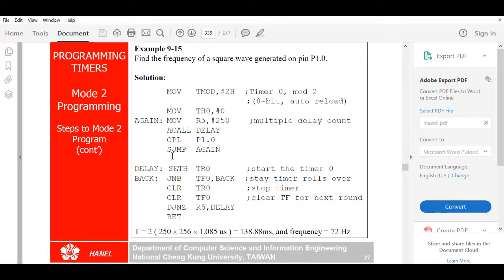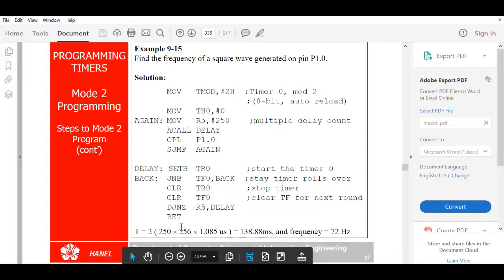So this delay program will be executed how many times? It will be executed 250 times. So here you have a delay. That delay program will be executed 250 times. So R5 is a counter which will make the delay program be executed 250 times. Then it will return. Return to where? Return to this position, so that it will jump to this position.